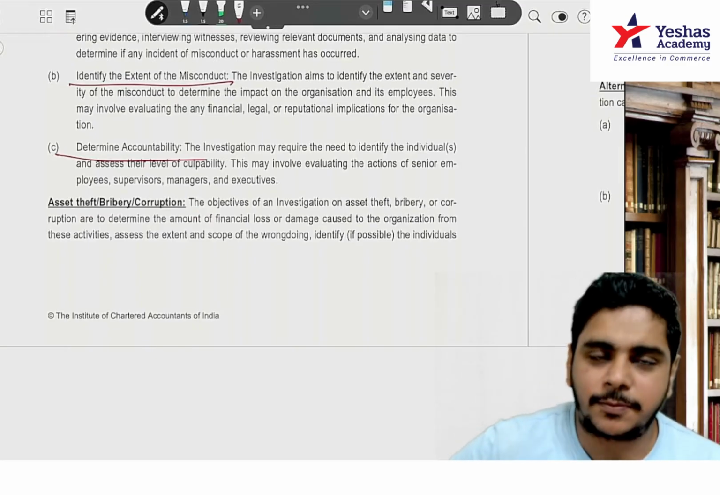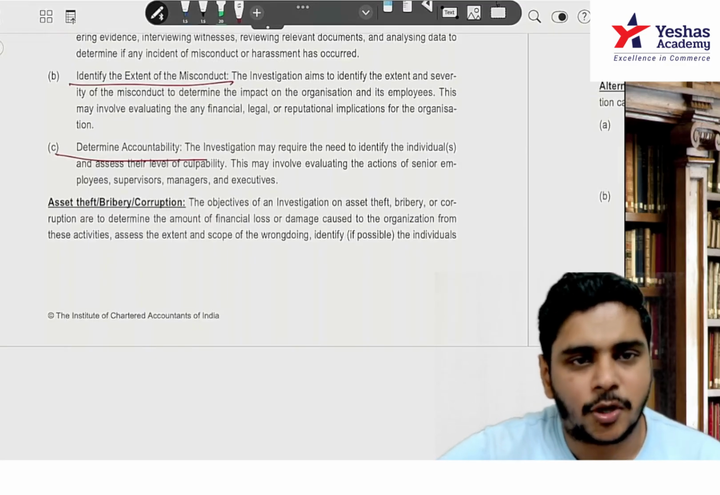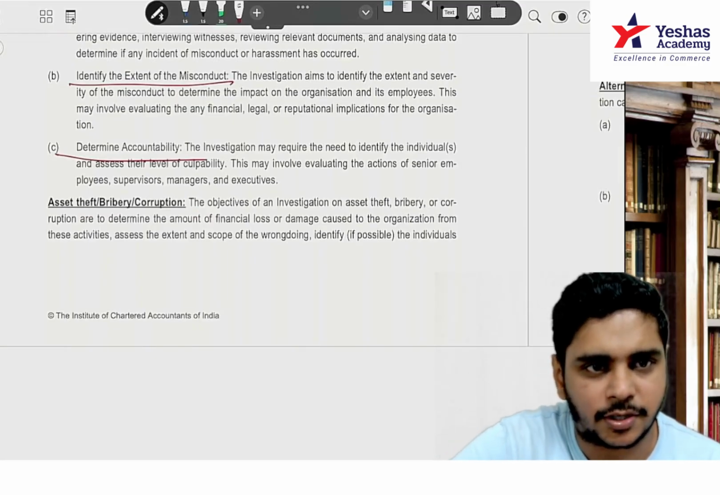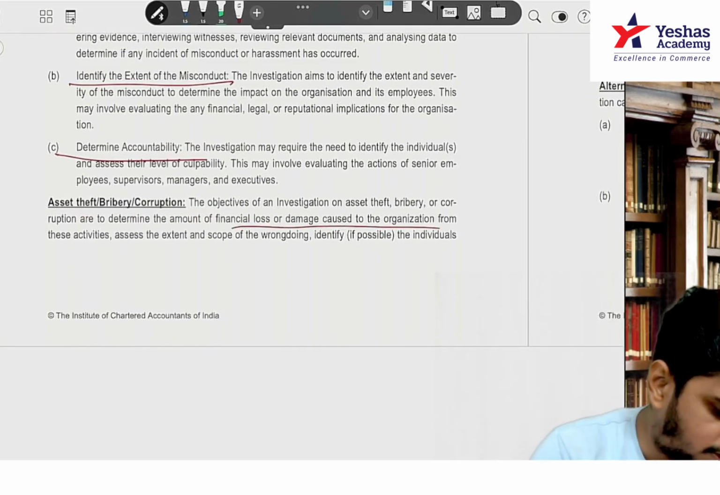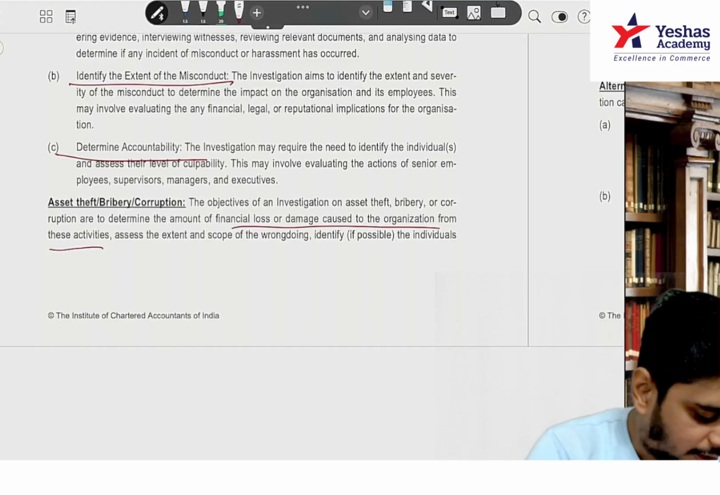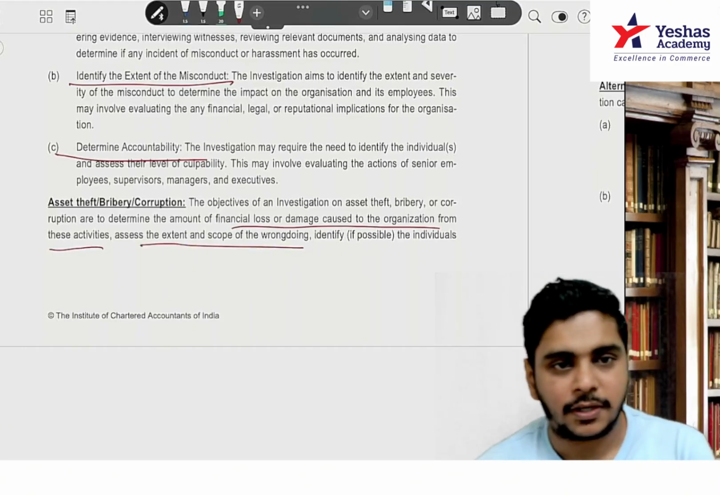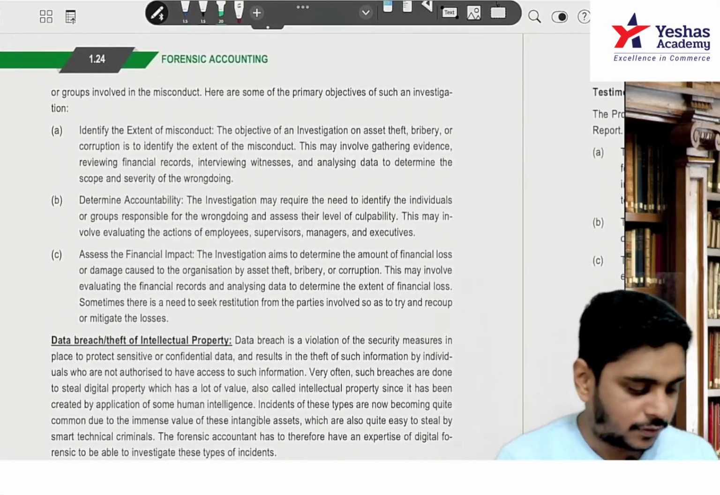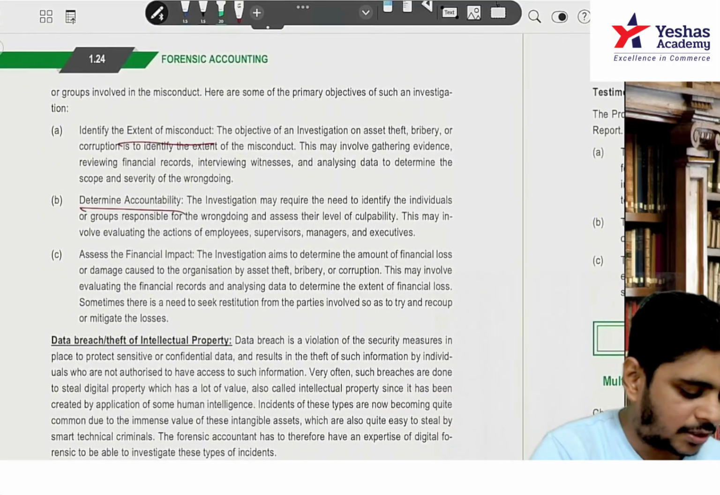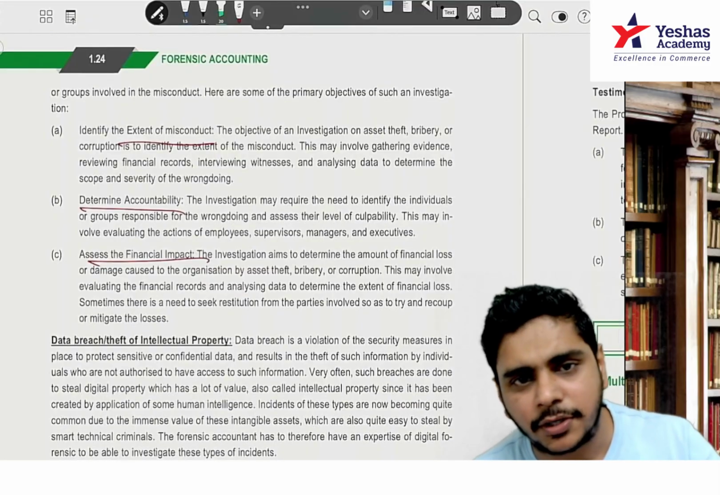Then asset theft, bribery, corruption. For this also the forensic professional will do the investigation. The objective of investigating asset theft, bribery or corruption is to determine the amount of financial loss or damage caused to the organization from these activities. He will assess the extent and scope of wrongdoing, and identify if possible the individuals who have committed the fraud. So the same points: extent of misconduct, accountability, and assessing the financial impact.